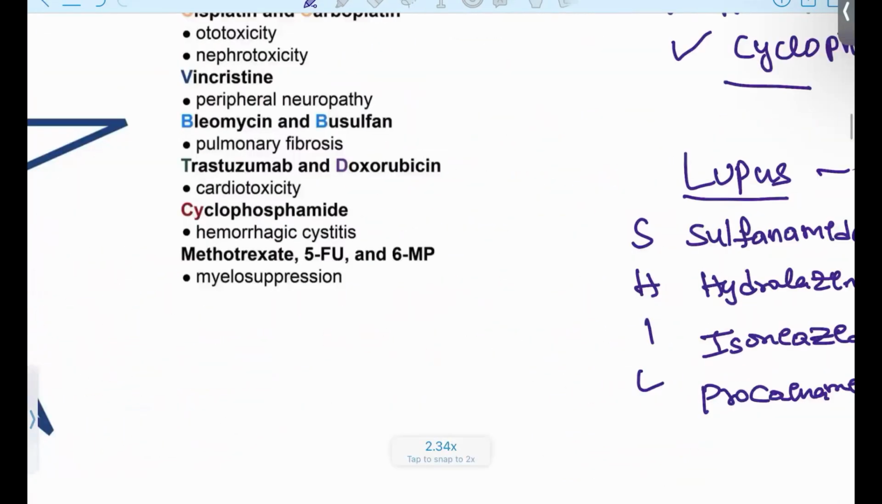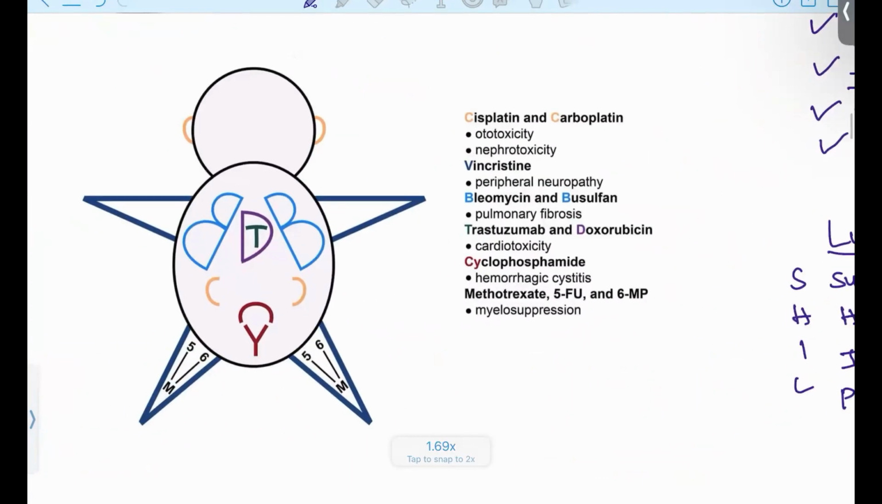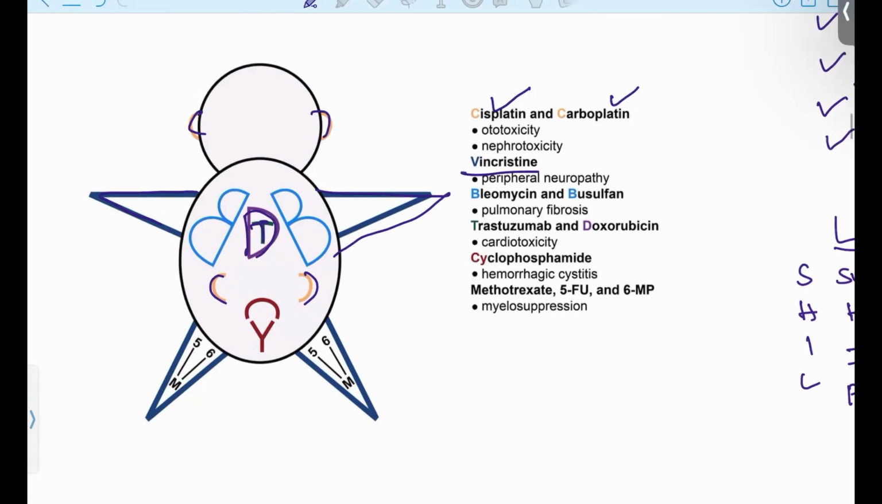Next, anti-cancer drugs. Here, the chemo man itself will be telling our answers. For the ears, these C shapes for the kidneys and the ears, that belongs to cisplatin and carboplatin. The platinum compounds will be causing this toxicity. Next, vincristine, all the drugs causing the V shape, are going to cause peripheral neuropathy. Next, the drugs coming from D and T. These two drugs are cardiotoxic. What are those? Trastuzumab and also doxorubicin and daunorubicin. These drugs will be causing cardiotoxicity.